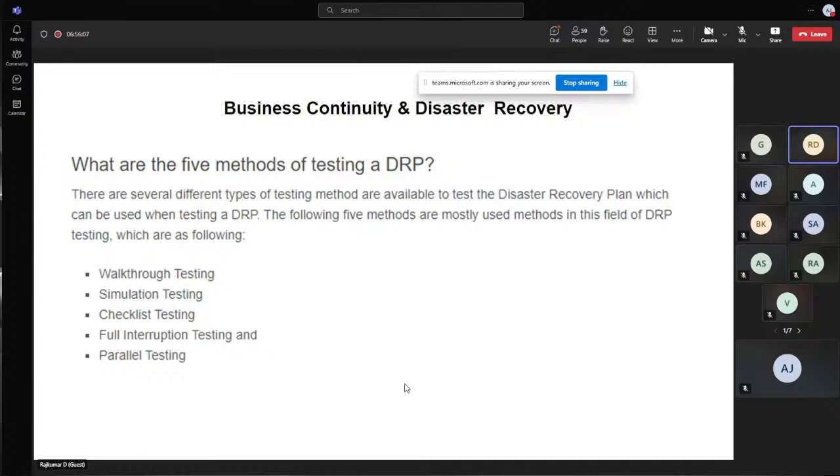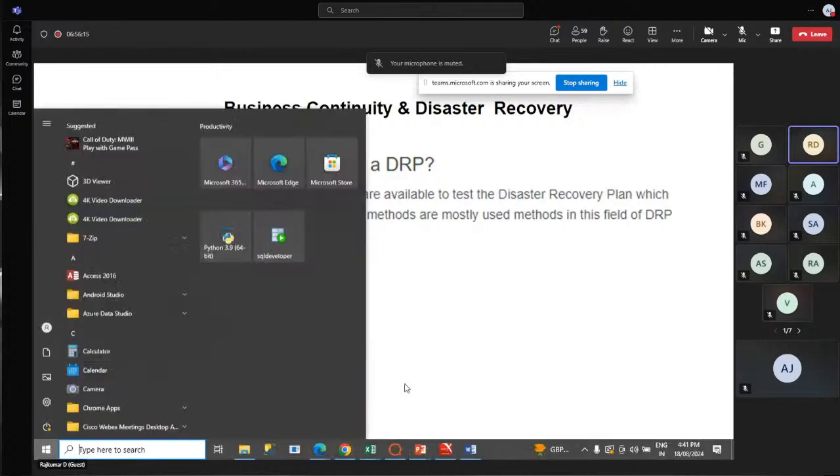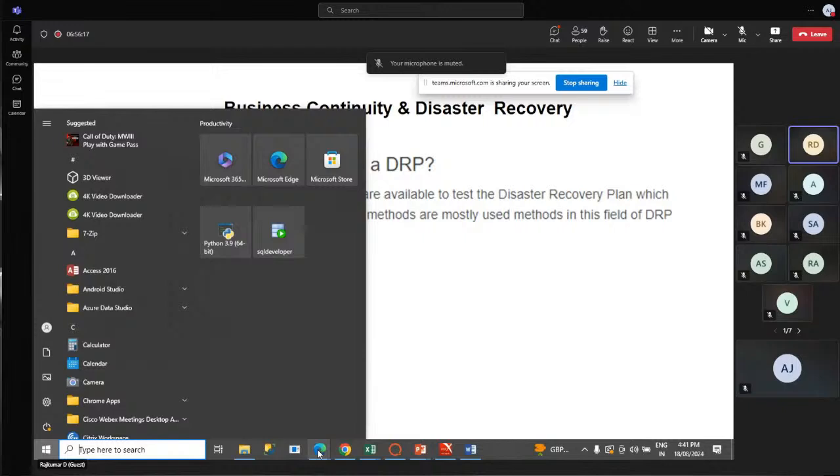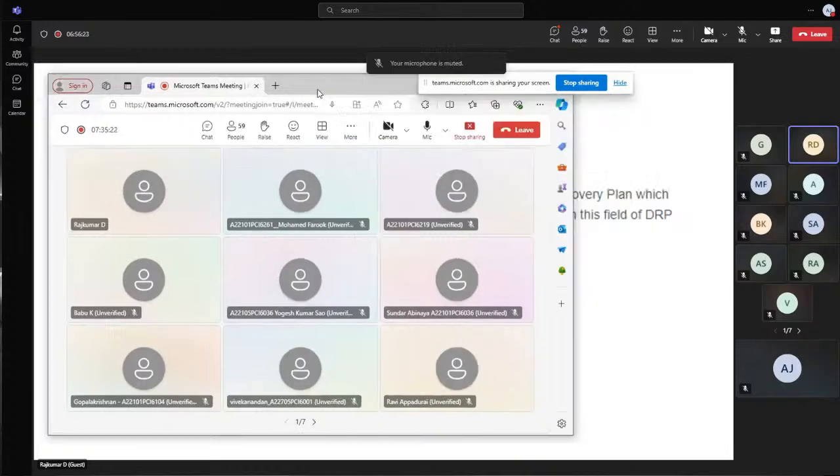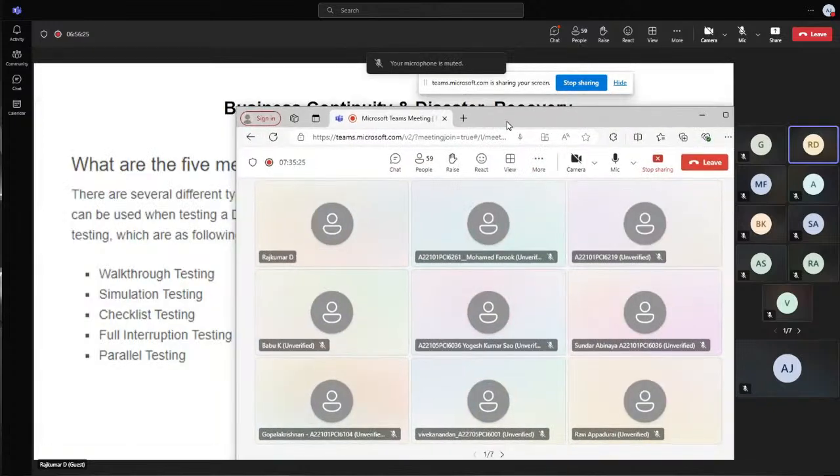First of all, we need to have a walkthrough test. Based on what we have designed theoretically, I bring people together. Let's assume these 60 people are from 6 different departments, all involved in this disaster recovery. We call everybody to a table and walk through what is written on the paper.